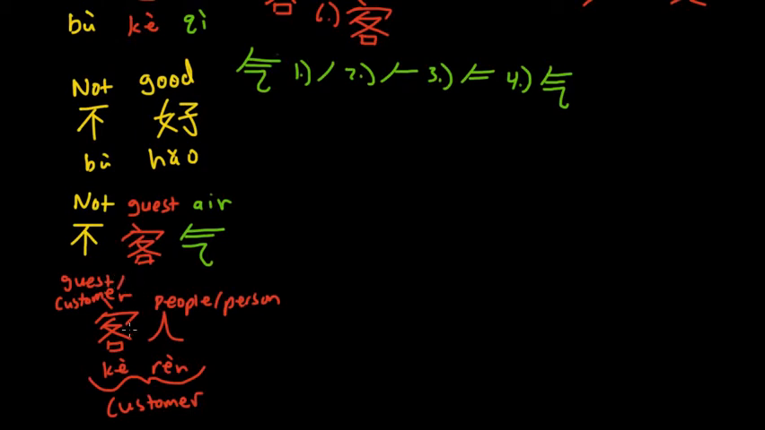But you still have to add the second word, person, to say that this person is a guest, that it's a customer or a guest. So, I don't know, hopefully that makes sense. It might not, because right now I haven't really taught you guys enough vocabulary to understand these phrases. Because that's the hard thing about Chinese.